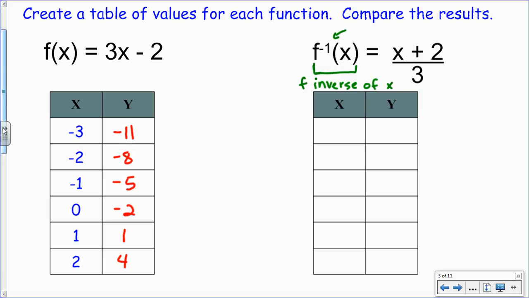What you guys got. Okay, so I'm going to do the same thing down here, but I'm going to be specific about my x values. So I'm going to take my y values and now plug those in for x.